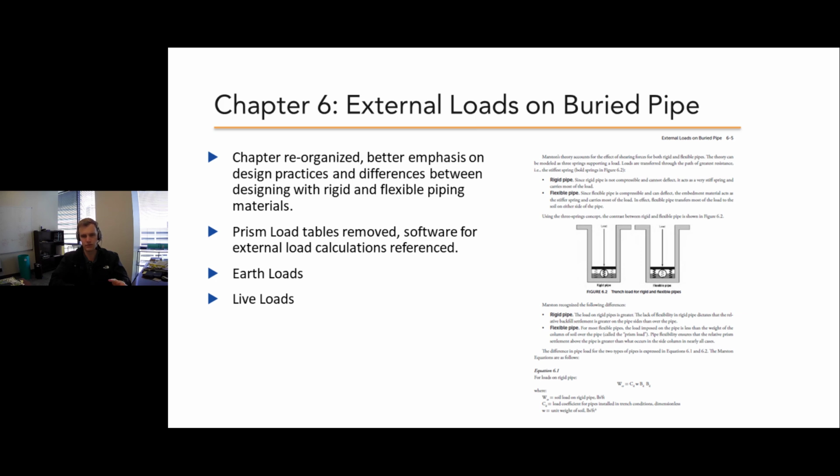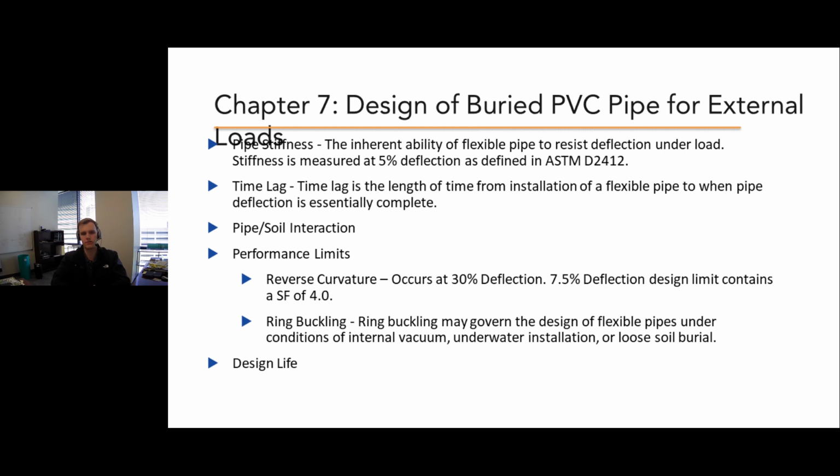And then, of course, there's different sections in this chapter on earth loads and live loads. So there are still tables for railway and truck loading and stuff like that that get into live loading and the different depths at which that's really relevant. Chapter 7 gets into design of buried pipe for external loads. So this builds on Chapter 6.